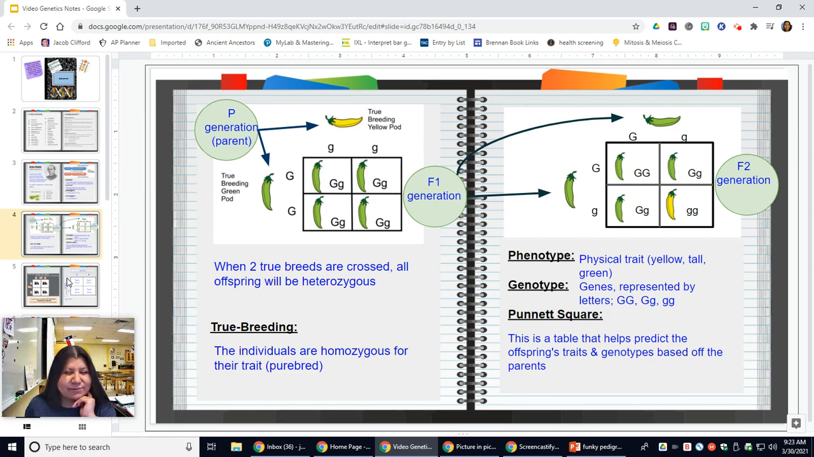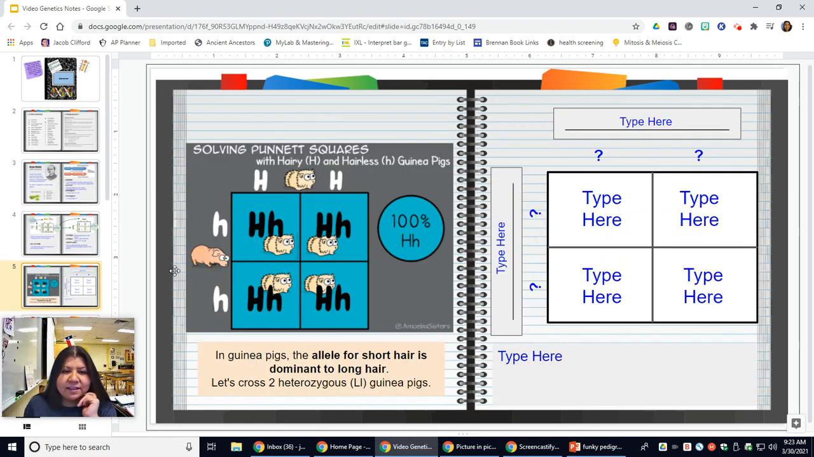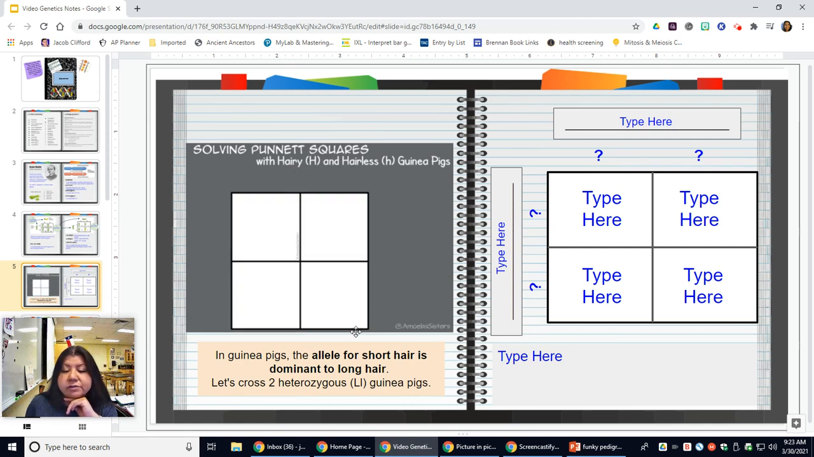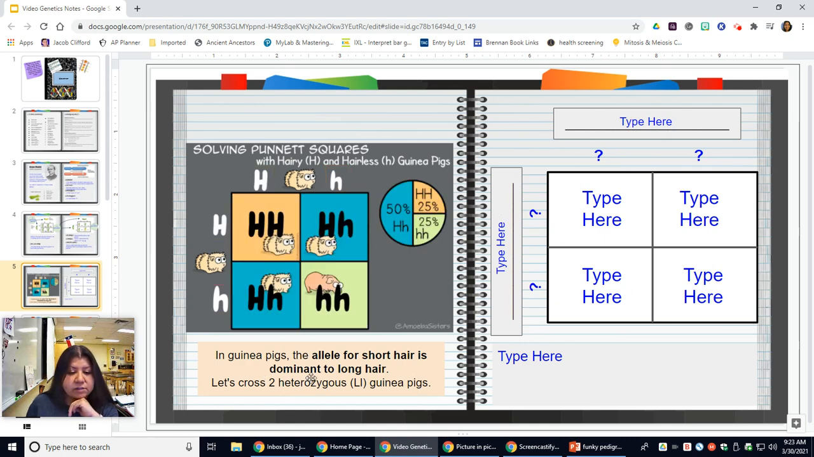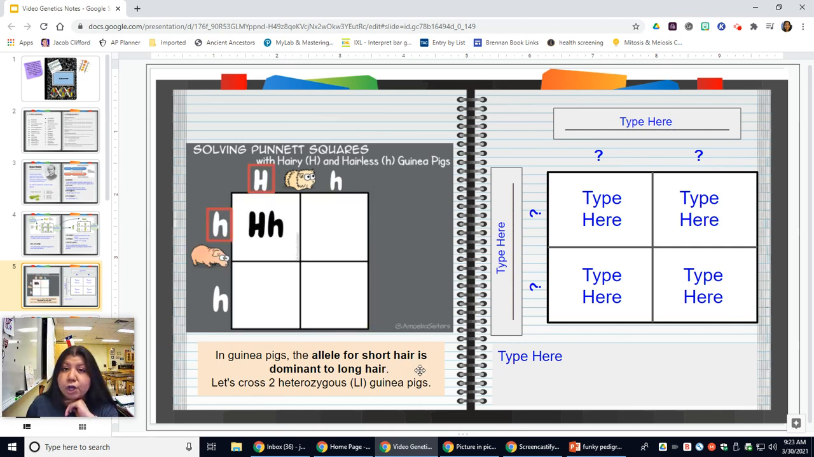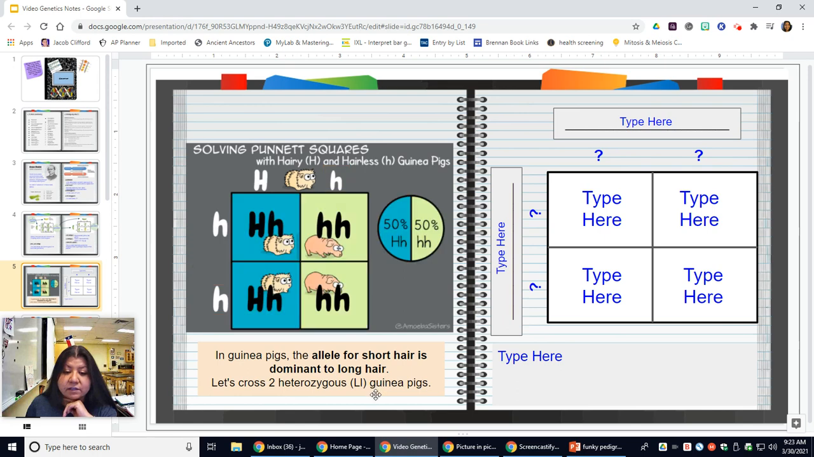Let's go ahead and practice really quick. I have a little GIF here that walks you through step by step how to do a Punnett square, just in case you've forgotten. What I have right here is a blank Punnett square. Now here's my problem. In guinea pigs, the allele for short hair is dominant to the allele for long hair. I'm going to cross 2 heterozygous guinea pigs, and the letters I'm going to use are big L, little l.